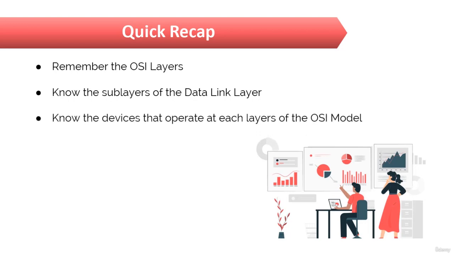And finally, you need to know the devices that operate at each layer of the OSI model. For example, switches and bridges are the main reason we implement the device or the network. Switches and bridges are considered layer 2 devices because they understand and make decisions based on layer 2 addresses. Routers are layer 3 devices for a similar reason, and they deal with the layer 3 addresses.